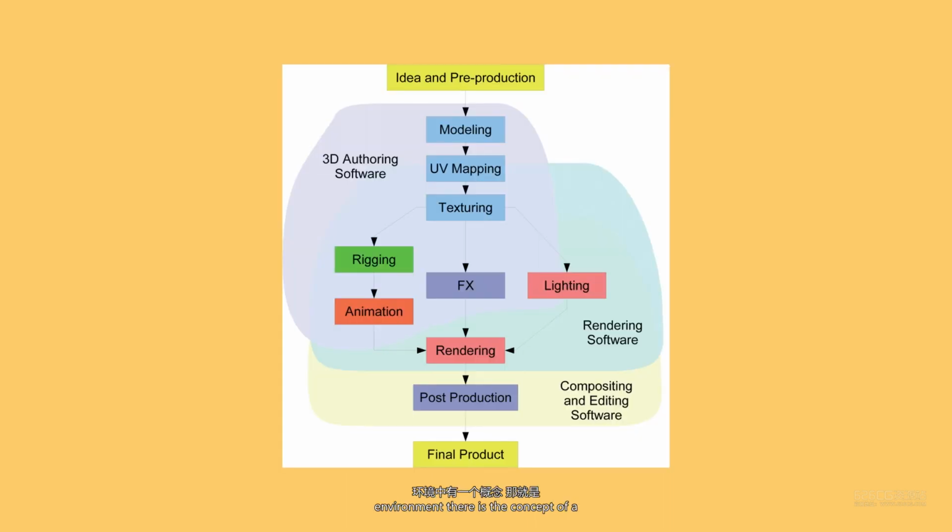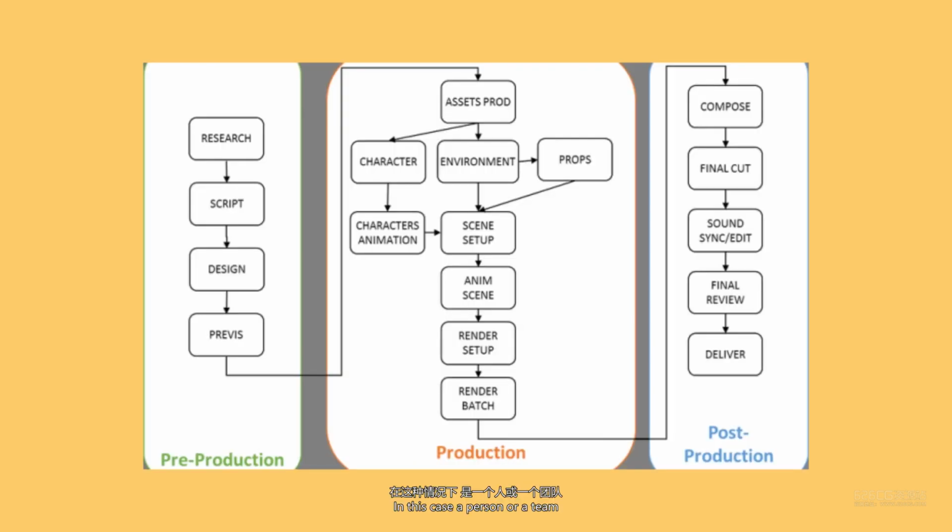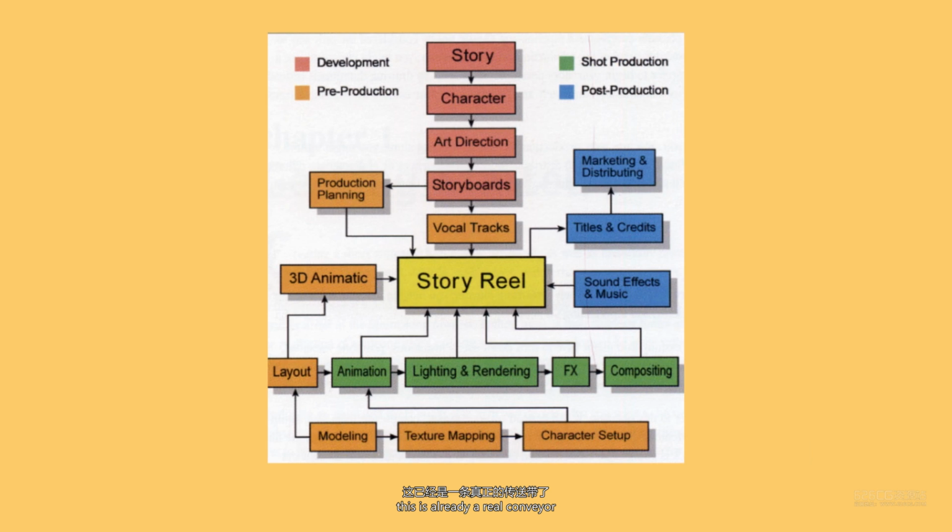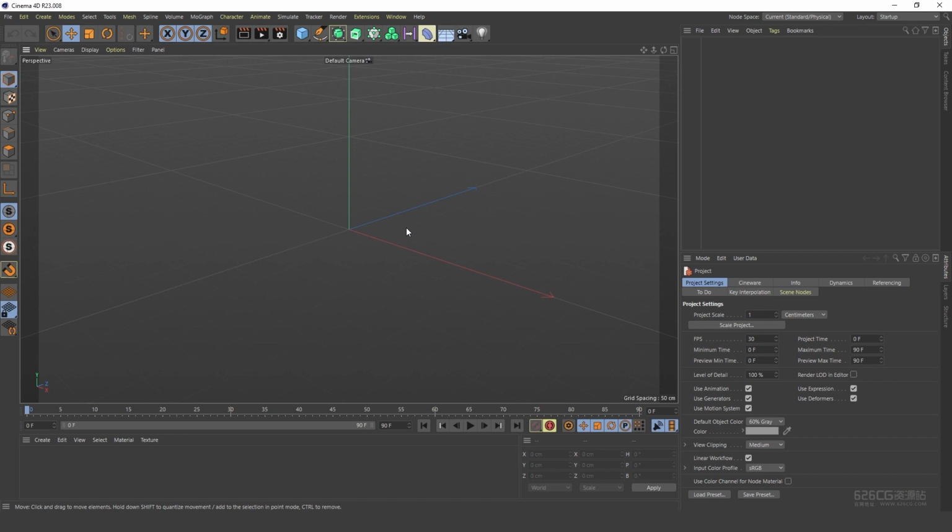Within a studio environment, there is the concept of a pipeline, where a specific task is assigned to a specific person or team. For example, modeling or animation. In this case, a person or a team needs to get a design brief from the project manager and complete it on time. Otherwise, the pipeline will be violated, the deadlines will shift, and affect the next stages of product creation. This is already a real conveyor, in which some processes can run in parallel. The pipeline in each studio may differ slightly, but the main thing is that the order of responsibilities is clearly distributed.